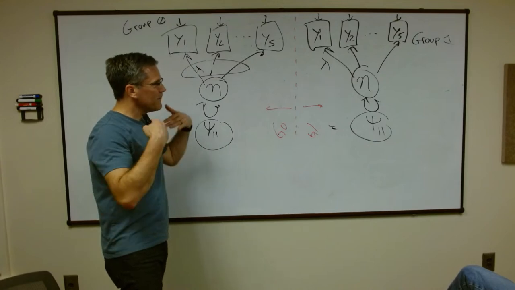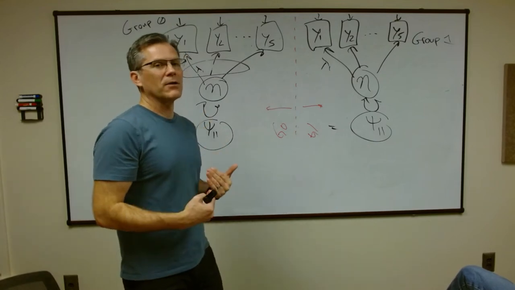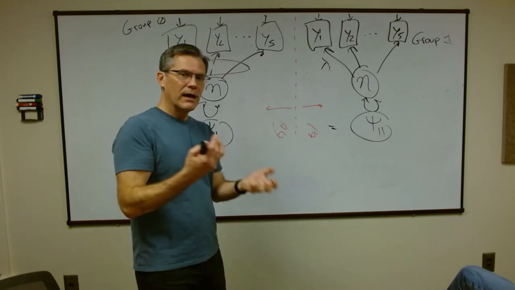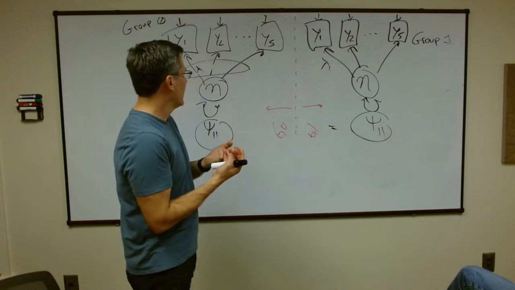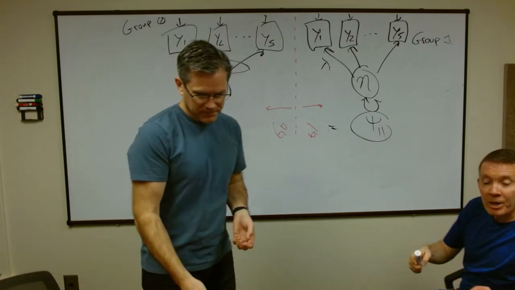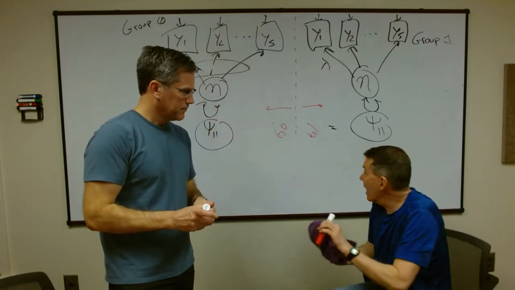All right, so it's a really powerful way to think about observed population heterogeneity. I've got group 0, I've got group 1. How do I know which parameters are the same and which parameters are different? So we are covering a boatload of material in a very brief amount of time.